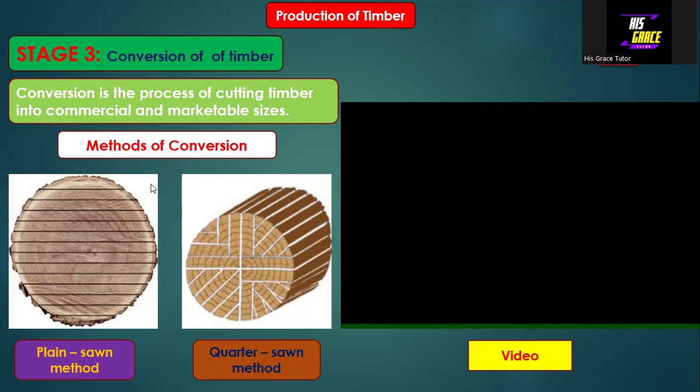Then methods of conversion, as we have here, are methods of converting timber into marketable sizes. We have plain sawn method and we have quarter sawn method. These are the main two methods that are used for converting timber into marketable or commercial sizes. So the diagrams need to be studied. All right, so let's move on to the next slide.